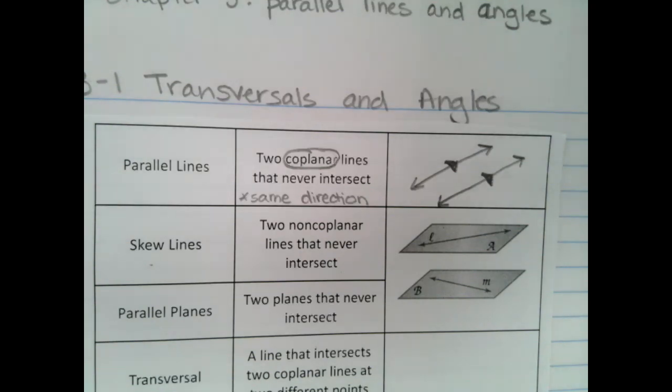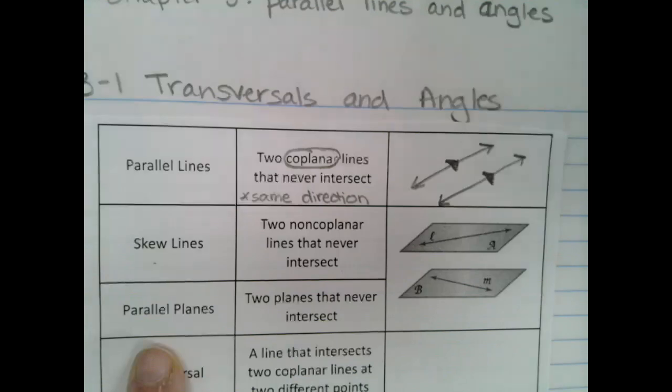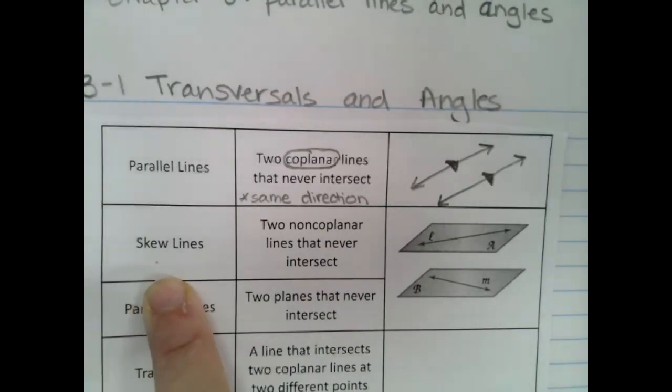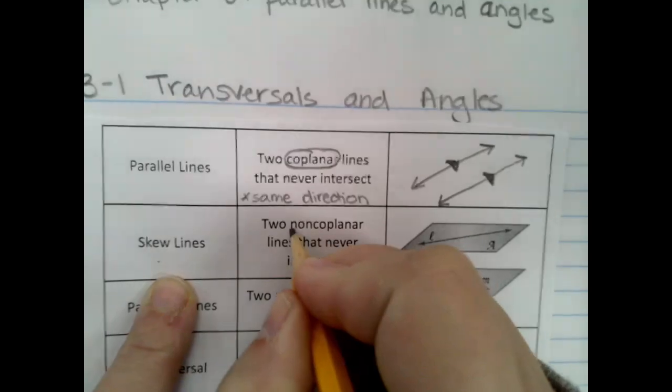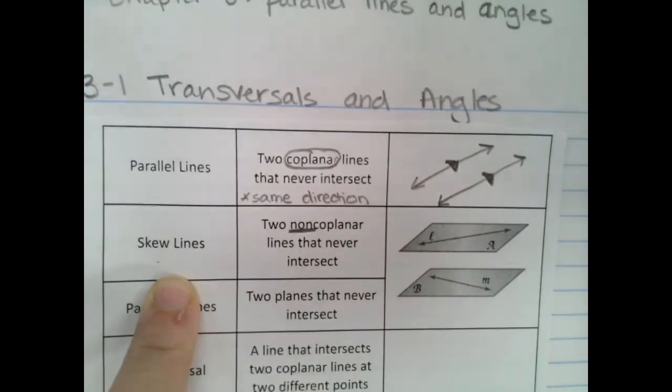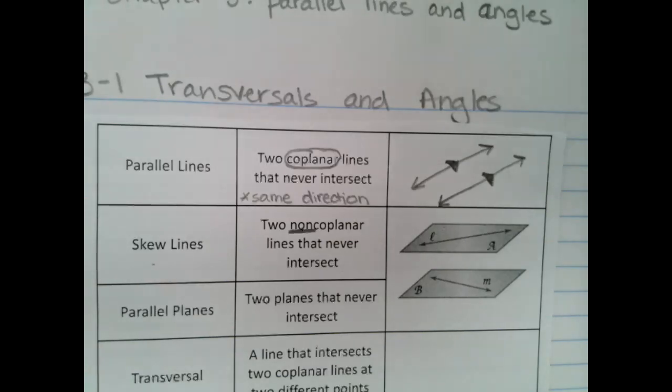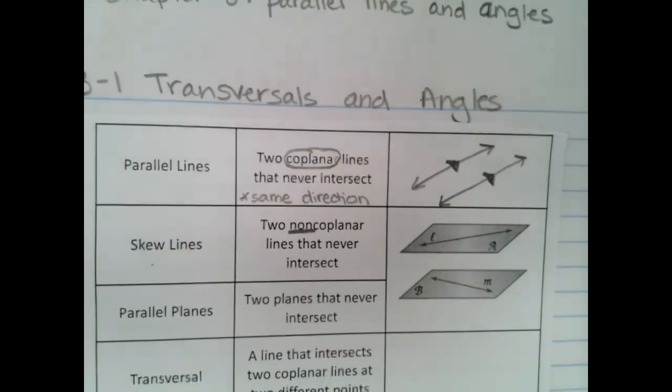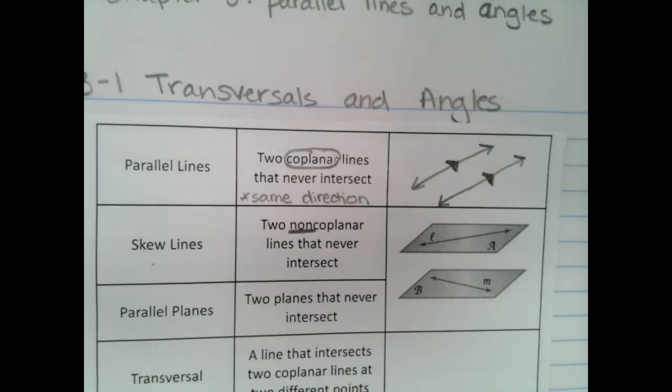These next two are things that maybe we haven't seen before that we need to make sure we know and understand. The next one is called skew lines. Skew lines are two non-coplanar lines. So non means what? Not. Okay, so they're not on the same plane, but they never intersect. They're going different directions. Okay, different directions this time.